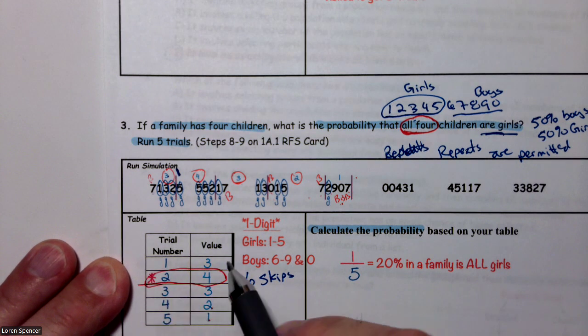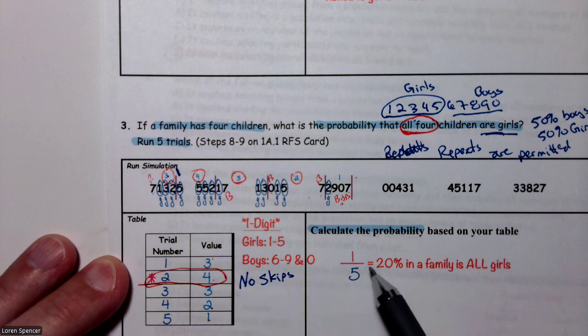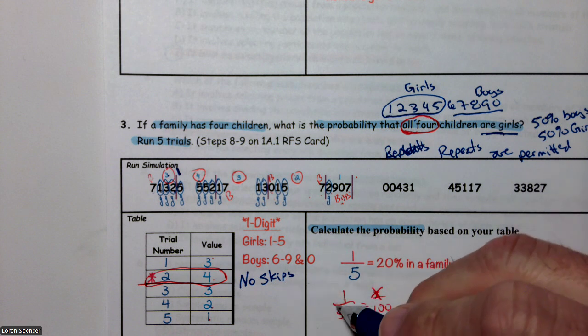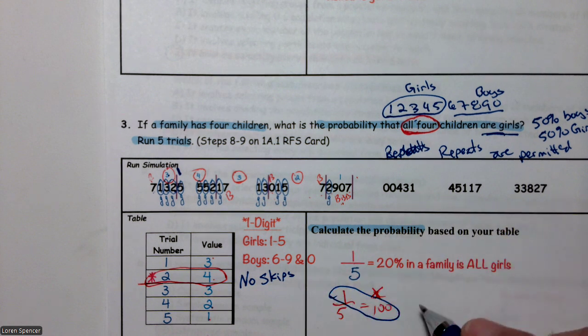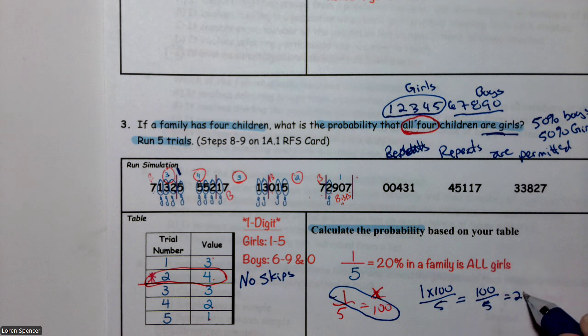Well, when I look at this, all four being girls happened one time. I needed a 4. So that was one time out of 5. So 1 out of 5 equals 20%. For those of you who struggle with percents, 1 out of 5 equals x over 100. That does not look like an x. Apologize for that. You're going to multiply the two numbers on the diagonal. So 1 times 100 divided by 5. And when you do that, you're going to end up with 100 over 5 equals 20%.